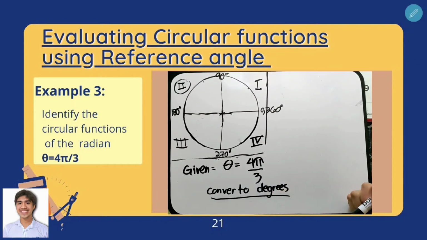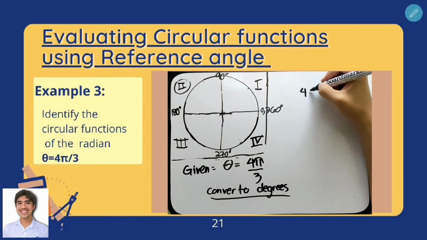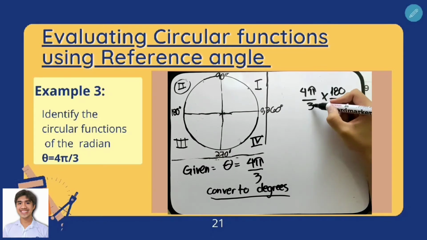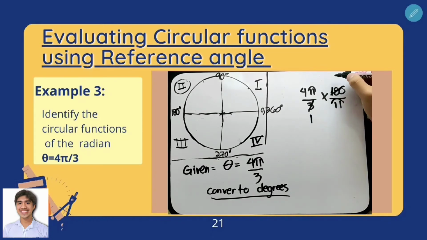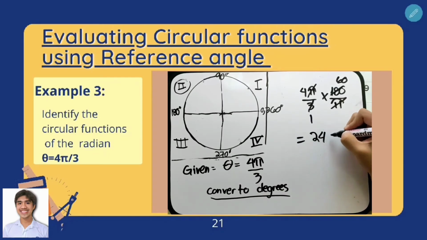The given is in radian form, so we can convert it to degrees. Our formula is radian times 180 over pi. We can factor 3 and 180, so 3 will become 1 and 180 will become 60. Let's cancel pi and multiply 4 by 60, and that is equal to 240 degrees.